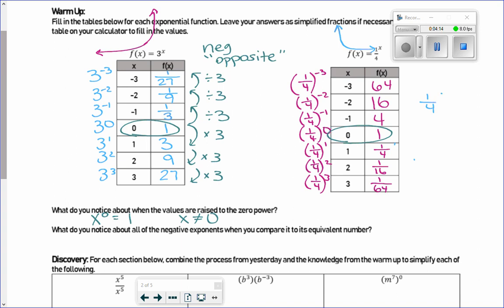So then over here, 1/4 to the power of -2 is like saying we're doing the opposite of multiplying by 1/4, or dividing by 1/4. So really this is like times 1/4 when we're going forward, multiplying by 1/4. But when we're going backwards, when it's a negative exponent, we're going to do the opposite of multiplying, which is division.